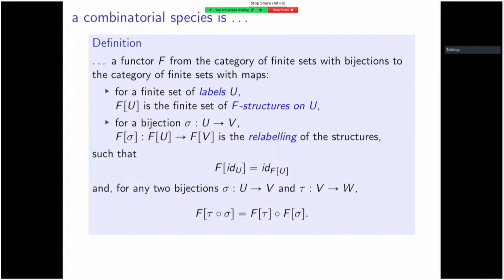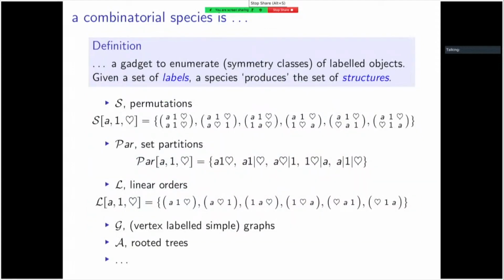Okay, and it's much better to think of labels as something you cannot compute with. So it's good to think of labels as A, 1, heart, and maybe some Indian letter. You should not think of the labels as 1, 2, 3. That's not so good, because then you tend to order them, for example. And A, 1 and heart you cannot order in some good way.